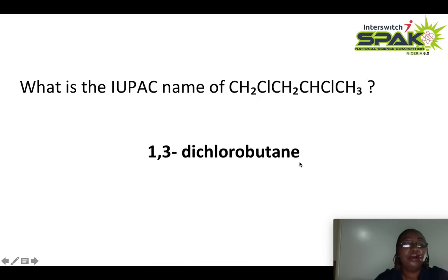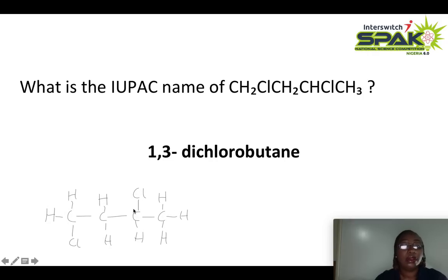What's the IUPAC name of this compound? As you can see in this structure, let me see, I think I have this structure drawn. So let's see the structure. If you look at the structure, you realize we have 4 carbons, 1, 2, 3, 4, which are represented this way. The first carbon has 2 hydrogens, then Cl. Then the second carbon has 2 hydrogens.